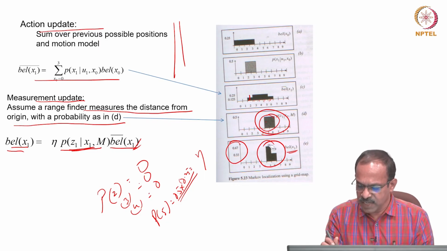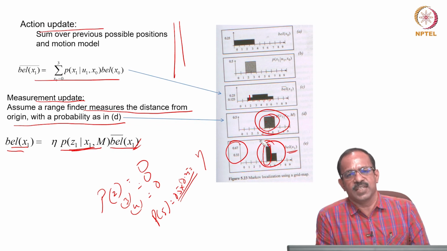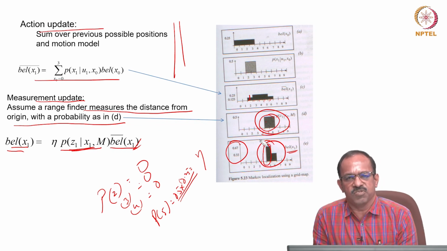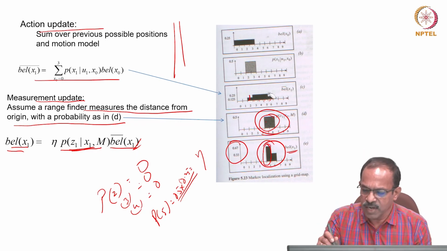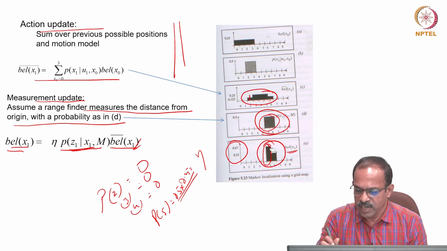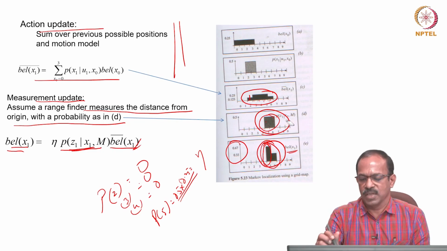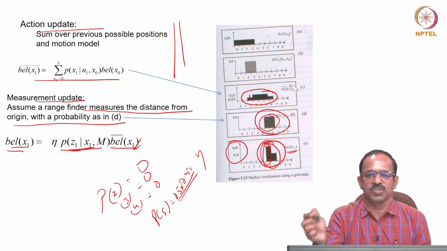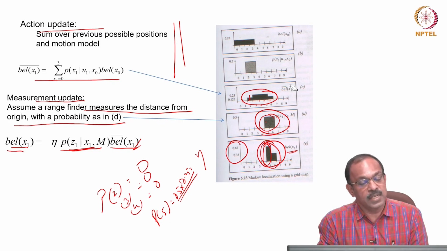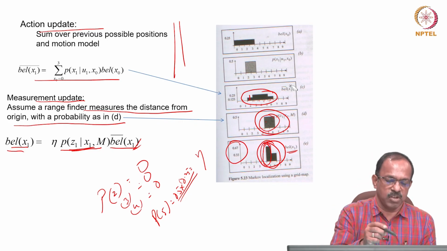Then we find which is the highest probability, and we can say that the robot could be at 5 with a very high probability. The only other possibility is that it could be at 6. So, from the initial uncertainty, the uncertainty has come down and it has become much clearer that it could be at 5 or 6 rather than 2, 3, 4, 5 or 6. This is how we update the localization information using the measurement update.